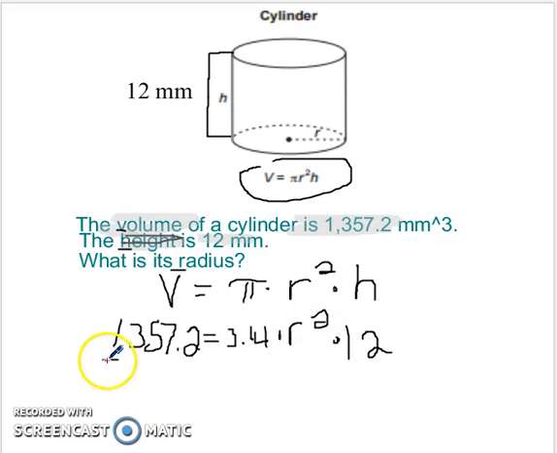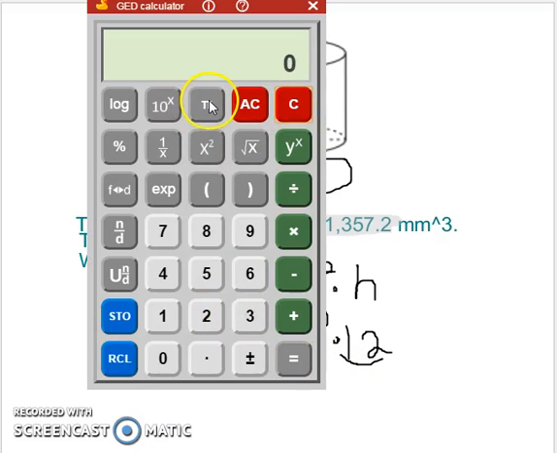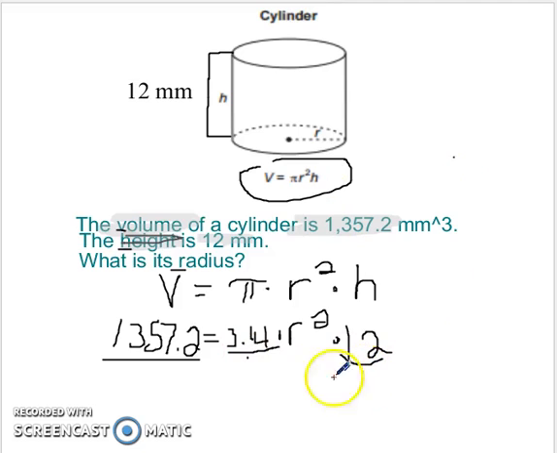I only have one number over here, so I can't do anything with it. But over here I have some stuff I can do. I can multiply 3.14 times 12. Okay, so let's do that on my calculator. I can use the pi button for 3.14 times 12. And I get 37.7. So this equals 37.7, and I have to bring down my radius squared because I didn't do anything with it. And I recopy everything else in my formula.